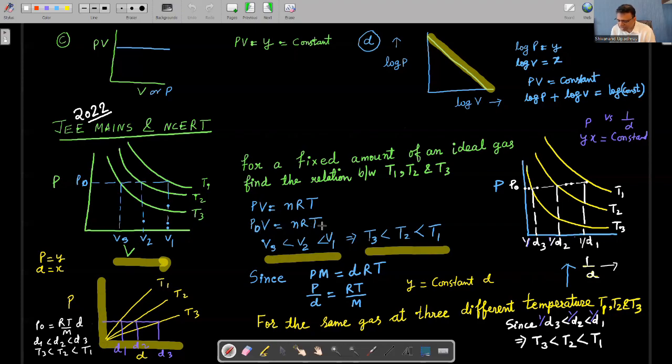So from here I can say that T3 is less than T2 is less than T1. In this way, we can find out the relation between T1, T2 and T3. This graph is given in NCERT.